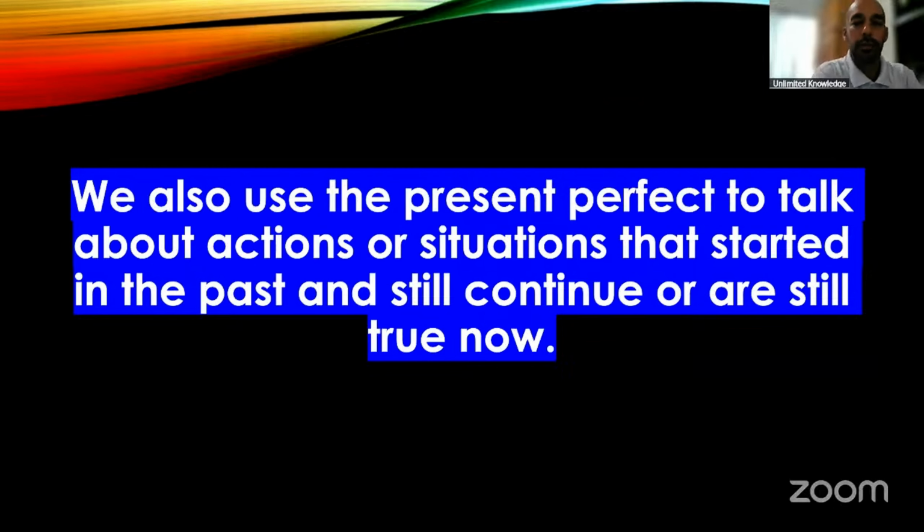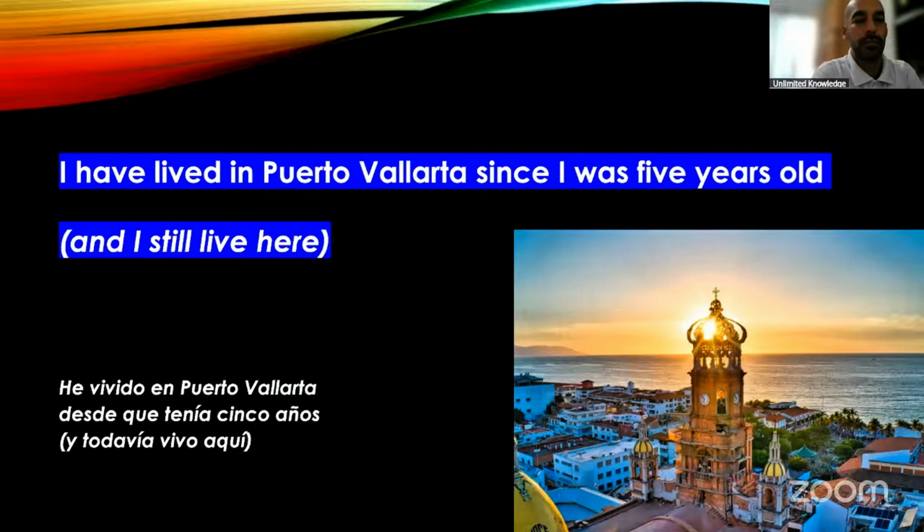Very commonly, present perfect is used to talk about actions or situations that started in the past and are still true now. So, for example, I have lived in Puerto Vallarta since I was 5 years old. When I use the since, it says that this action is still true now. It means that now I still live here.